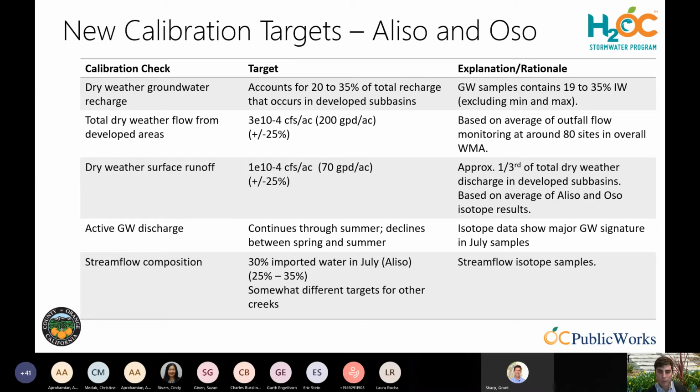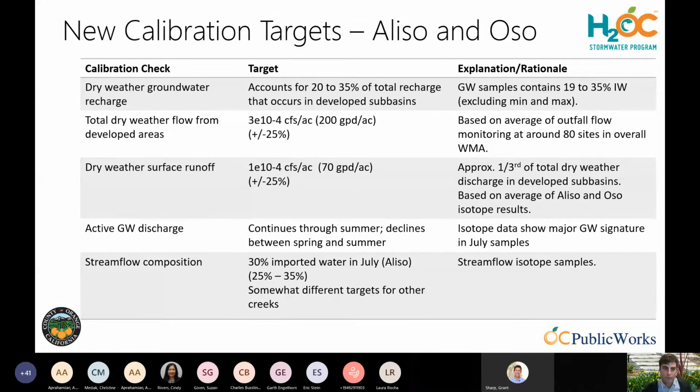but we now realize that a lot of the flow coming out of the pipes in these developed areas during dry weather is coming from groundwater discharge, and a portion of it is coming from surface discharge. That changes how we apply the irrigation in the model and how we simulate these different processes.